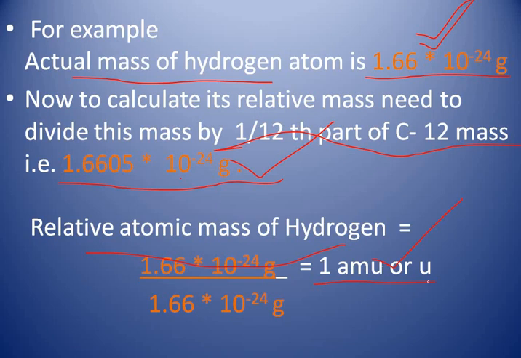Now you understand, whatever mass values we learn from the periodic table, that is not the actual mass of the atoms, it is the relative atomic mass of the atoms. Now back to the previous slide.